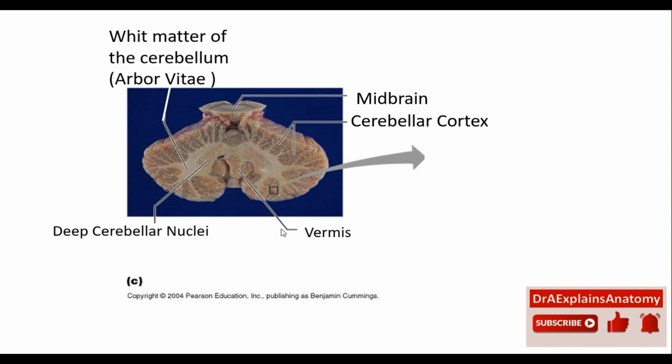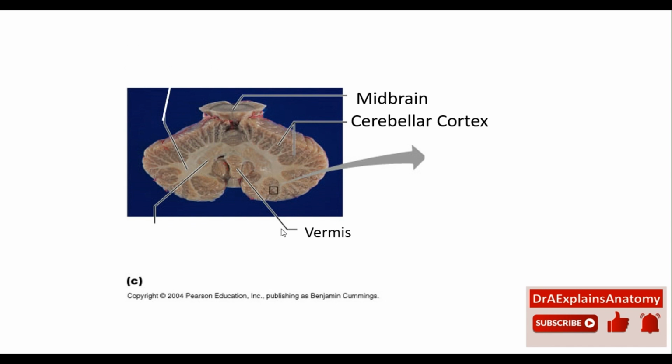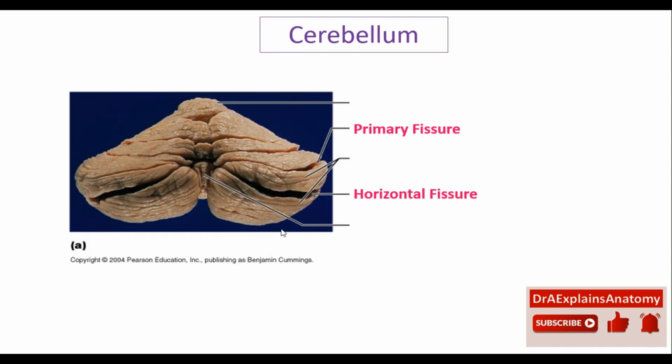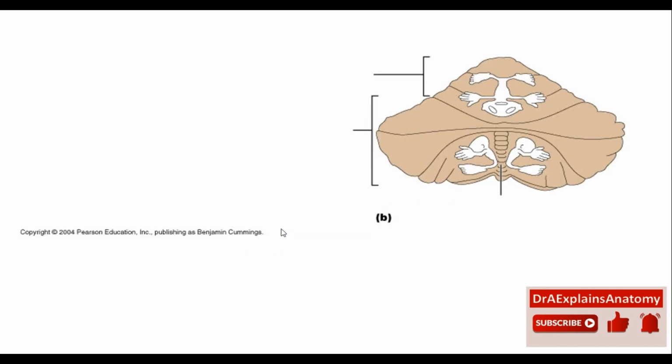In the cerebrum, we talked about the longitudinal fissure and the transverse fissure. Whereas in the cerebellum, we talked about the primary fissure and the horizontal fissure. In the cerebrum, we mentioned the corpus callosum, whereas in the cerebellum, we mentioned the vermis.